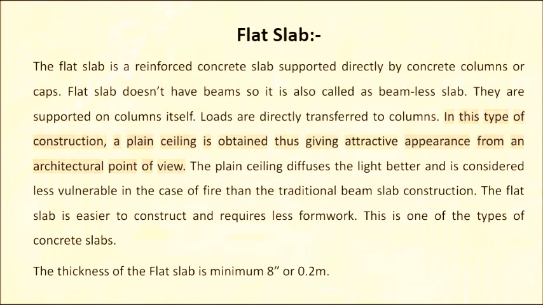In this type of construction, a plain ceiling is obtained, thus giving an attractive appearance from an architectural point of view. The plain ceiling diffuses the light better and is considered less vulnerable in the case of fire than the traditional beam slab construction. The flat slab is easier to construct and requires less formwork. This is one of the types of concrete slabs. The thickness of the flat slab is minimum 8 inches or 0.2 m.